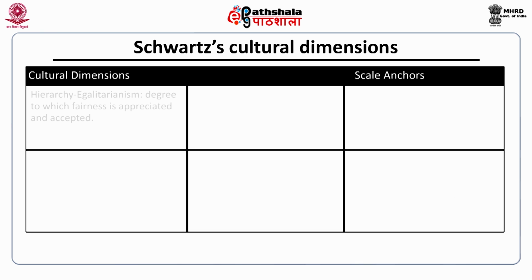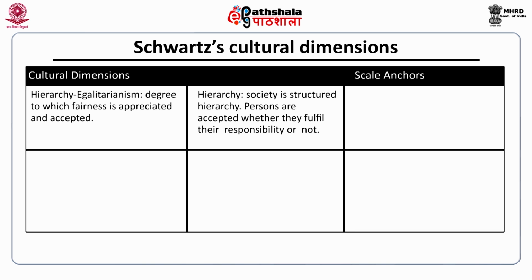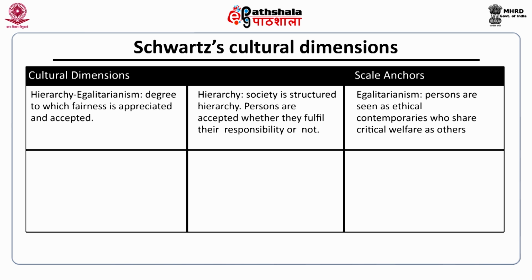The next cultural dimension is hierarchy and egalitarianism, the degree to which fairness is appreciated and accepted. In hierarchy, society is structured hierarchically. Persons are accepted whether they fulfill their responsibility or not. In egalitarianism, persons are seen as ethical contemporaries who share critical welfare with others.